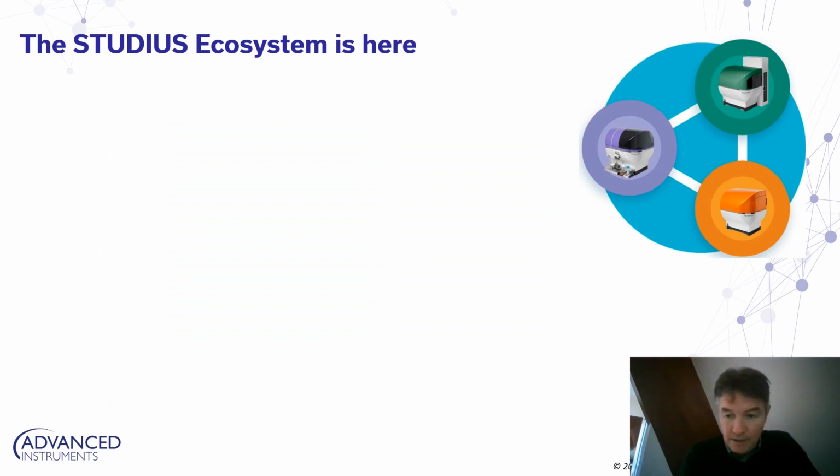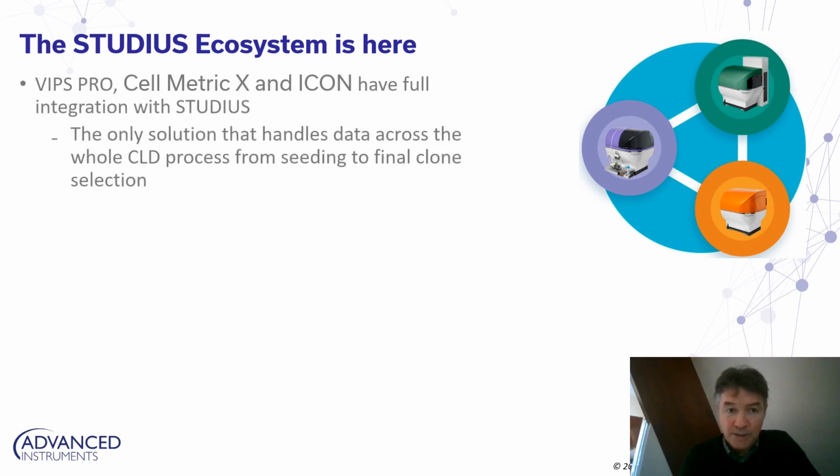So now that the Cellmetric X has been incorporated into the Studious data management and analysis platform, we now have the complete Studious ecosystem, because the VIPS Pro single cell seeder and the Icon productivity analyzer and the Cellmetric X clonal imager are now all operating under Studious. So that means that for the first time, there's a single data management and analysis platform that handles all of the data from seeding to final clone selection.